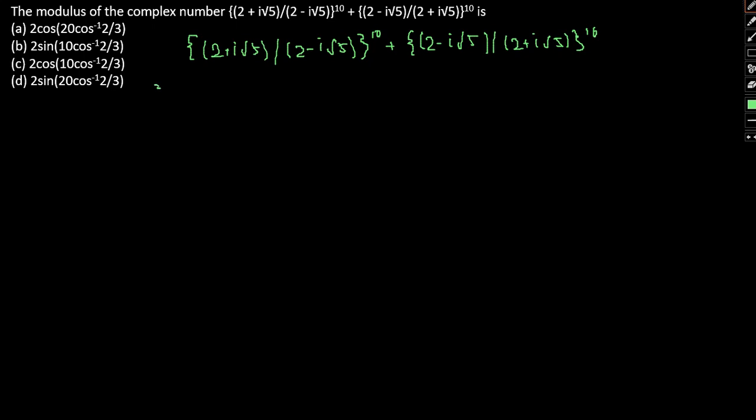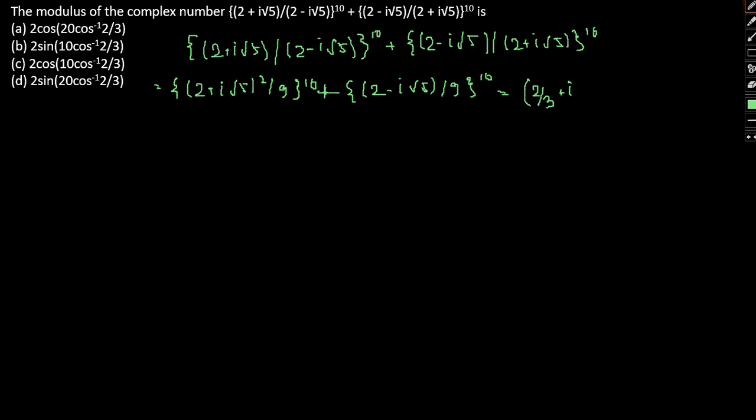If we try and solve the same, what we have here is (2 plus i root 5) square by 9, to the power 10, plus (2 minus i root 5) square by 9 to the power 10, which can be further written as (2 by 3 plus i root 5 by 3) to the power 20 plus (2 by 3 minus i root 5 by 3) to the power 20. Okay.